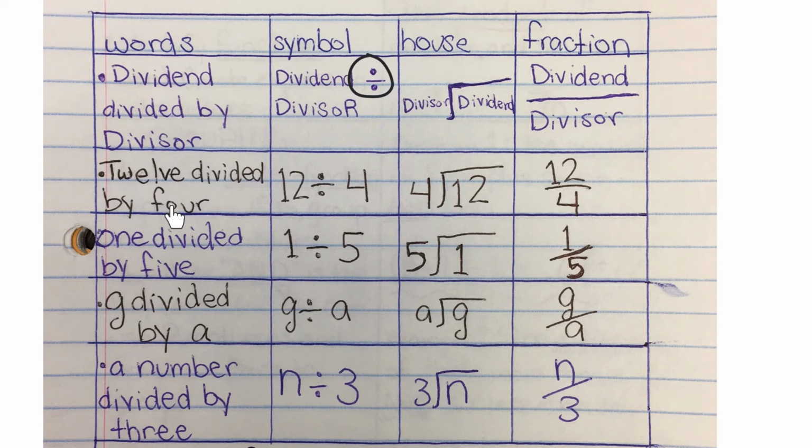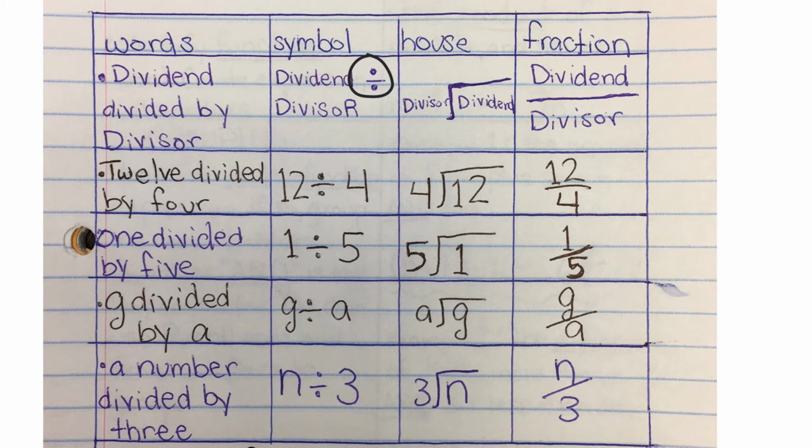We have 12 divided by 4. 12 is the dividend, so it comes first. Divisor is 4, so it comes after. With the fraction house, we have 12 is the dividend, so it is inside the house, and the 4 is the divisor, so it's at the door. With our fraction bar, the 12 is the dividend, so it's on top. The 4 is the divisor, so it's on the bottom.